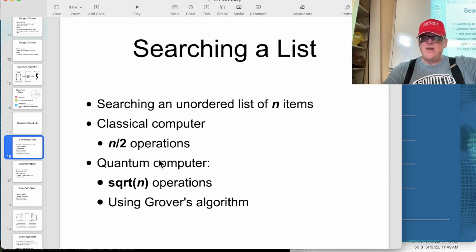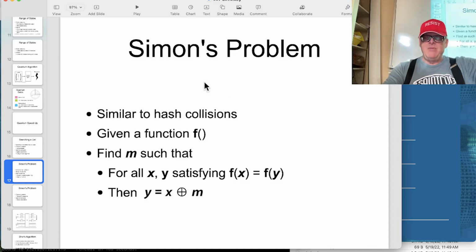And on a quantum computer, it turns out you can do it in square root of n operations using something called Grover's algorithm. And there are quite a few operations that are sped up like this. They get much faster on quantum computers. Simon's problem is a little bit like hash collisions. So you're finding a function where two different inputs will lead to the same output.